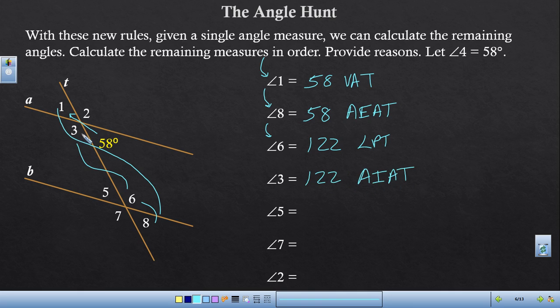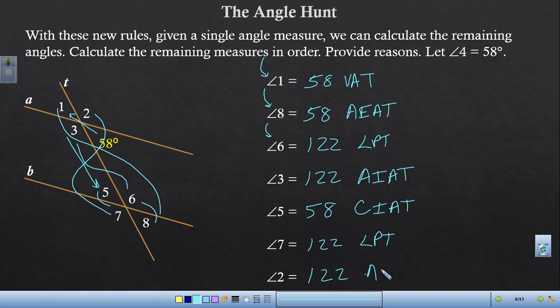And then angle 3 to angle 5 is consecutive interior, so angle 5 is 58, 180 minus 122, so we're back to 58, consecutive interior angles theorem. And then angle 5 to angle 7, that's 122 again by LPT. And then angle 7 goes to angle 2, so that's going to be 122, alternate exterior. Remember it's the big curve.